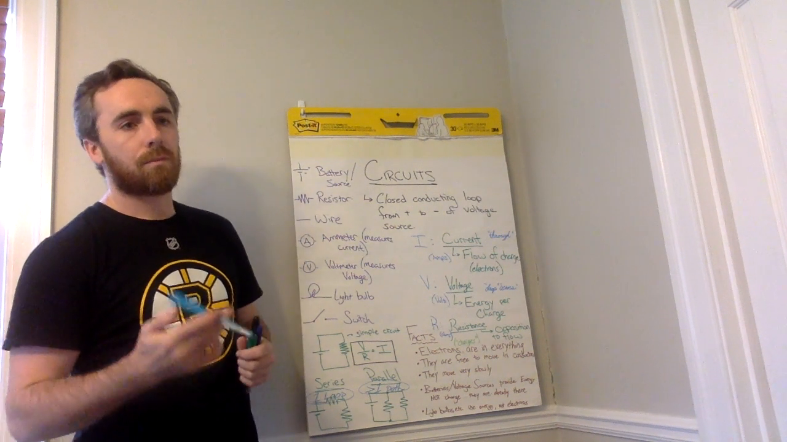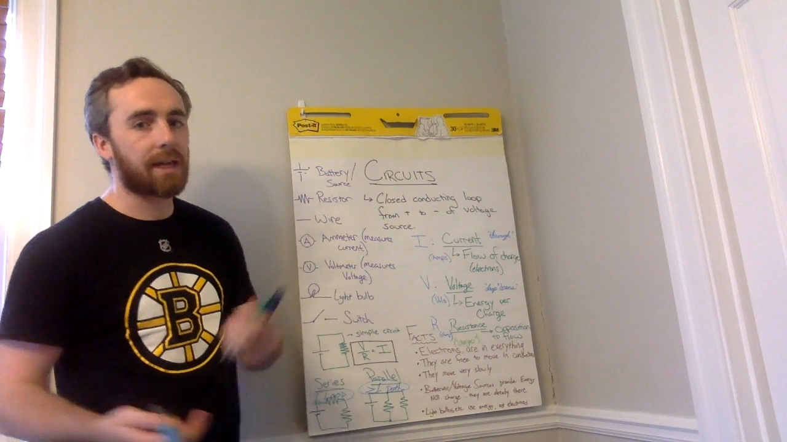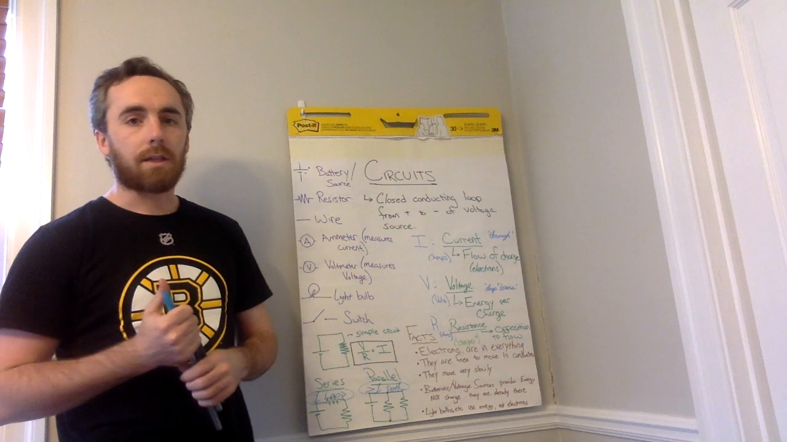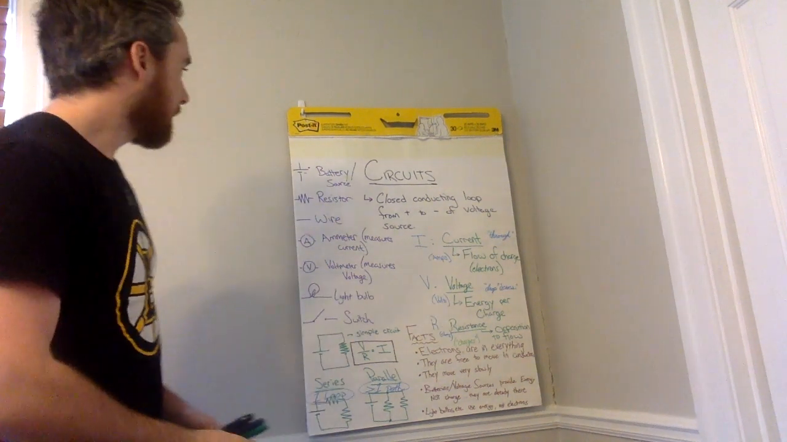99% of the time, we actually have something connected, like a light bulb. We technically don't need it. If we don't have anything connected there, it's called a short circuit, which is still a circuit, but not a very useful one.